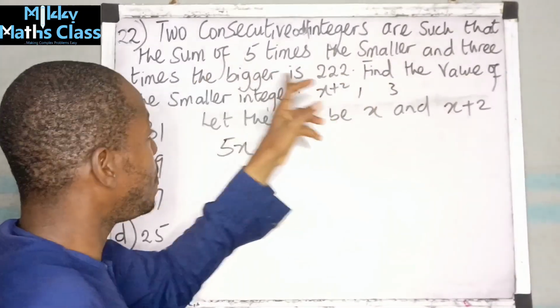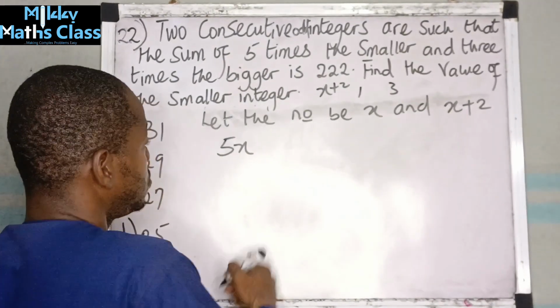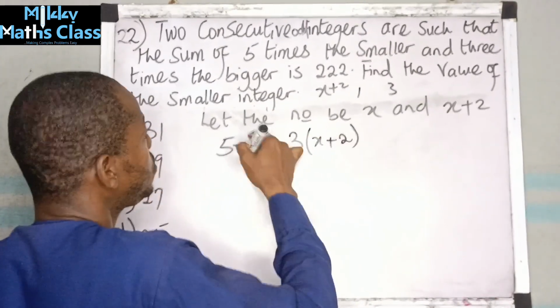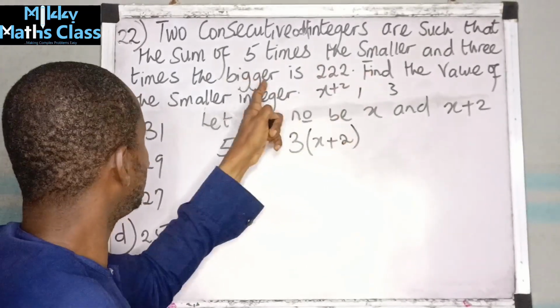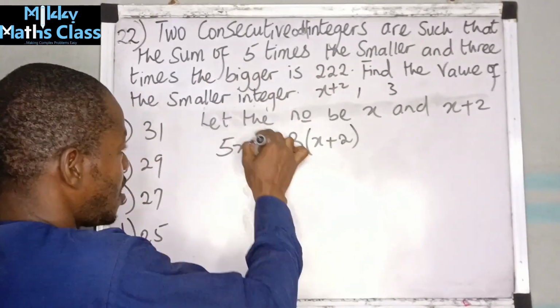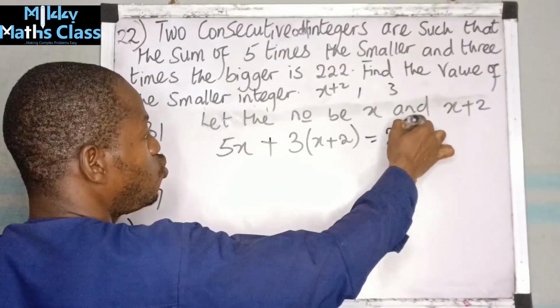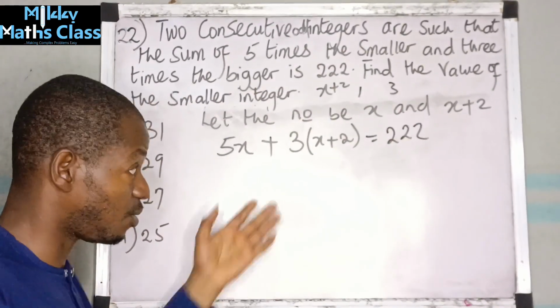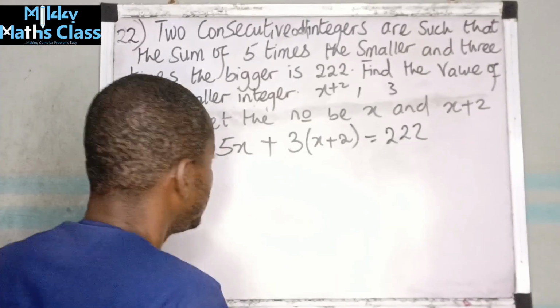And 3 times the bigger, look at the bigger one. 3 times the bigger one, that is 3 into bracket x plus 2, is equal to this. That's the sum, that's add, is equal to 222. Now it says find the value of the smaller integer. We have set up our equation, so let's expand the bracket.